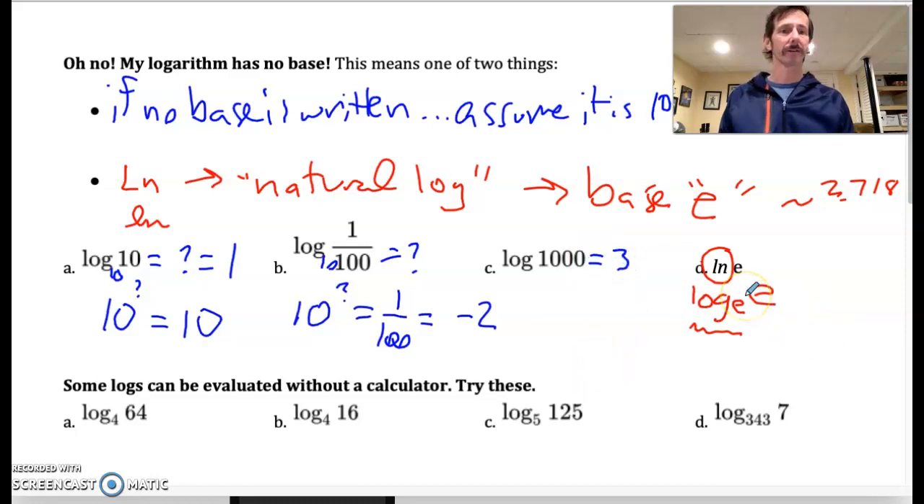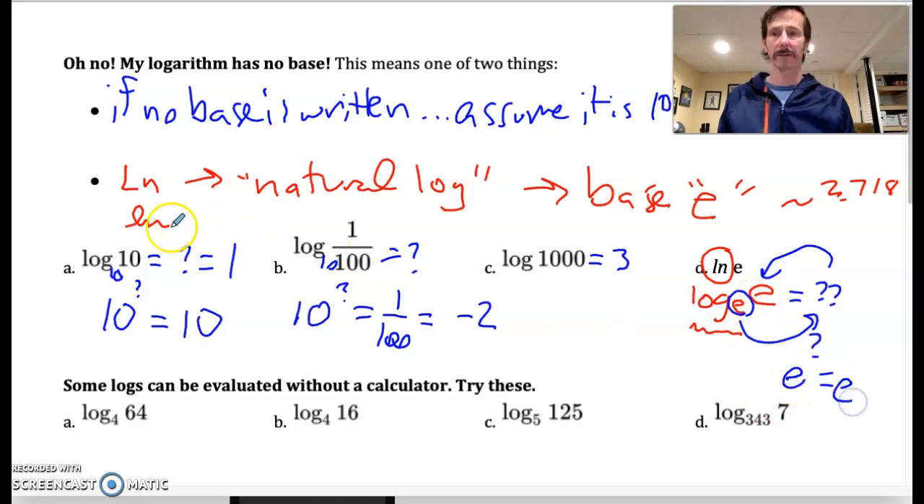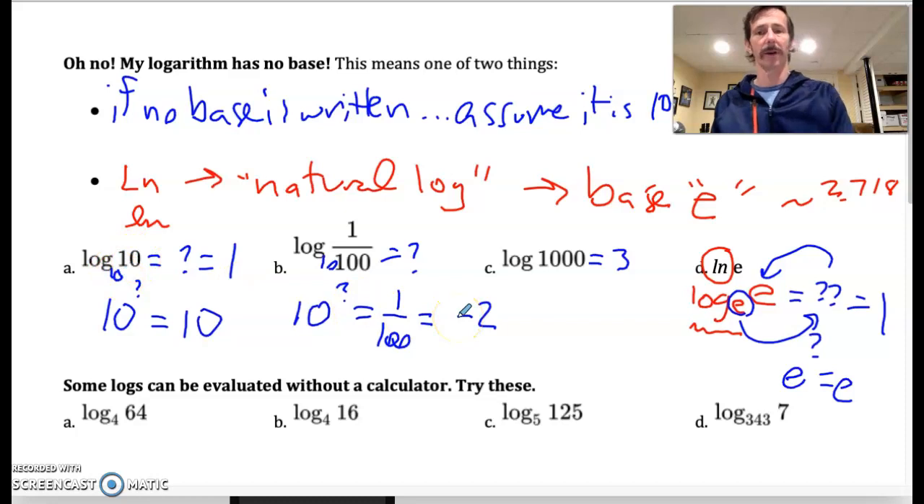And this is a weird one because it's ln, so some kids like to just rewrite it as log base e of e, but the question remains, what power of e would yield an answer of e? So e to what power equals e? Well, it's very similar to this one. That would be 1. So you're noticing if the base and the input value are the same, then that answer is always going to be 1 no matter what.